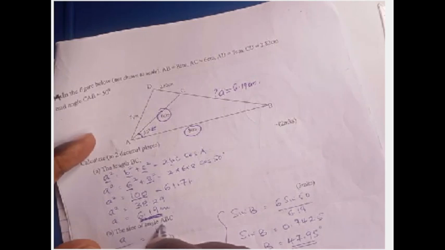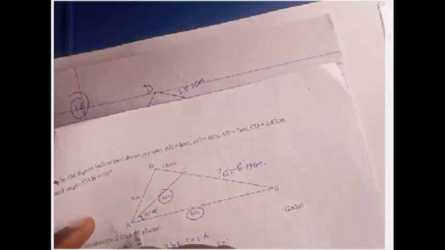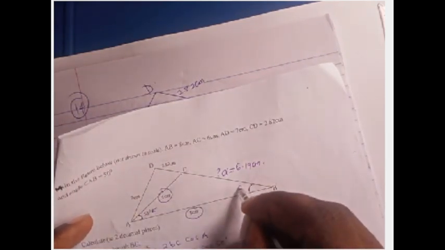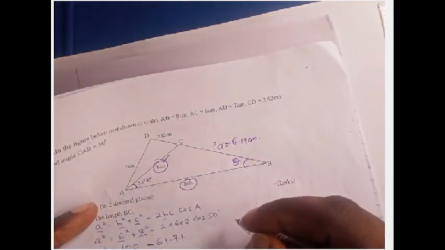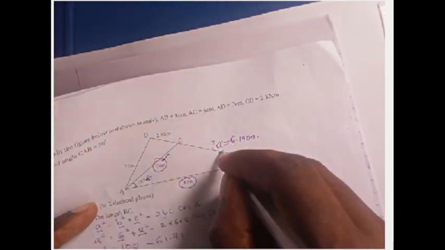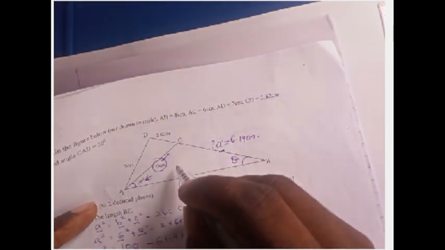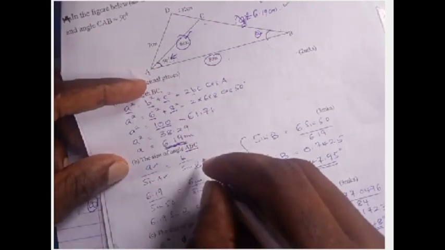And the size of angle ABC, let's locate angle ABC. We are finding this angle here. If we study this diagram, we have a side opposite this angle, and another side opposite the other angle. Since we have worked out BC, we have two sides and one angle, so we can use the sine rule. So we say A over sine A equals B over sine B.